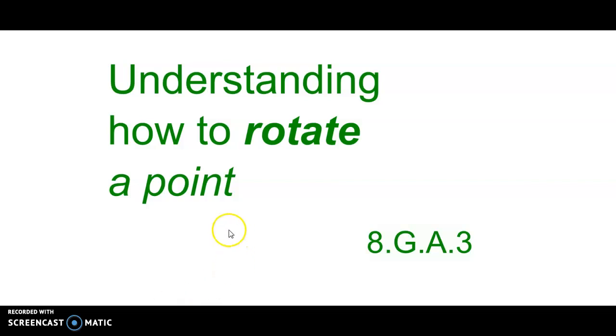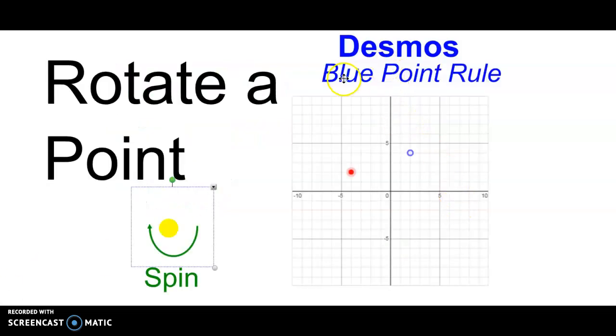In this lesson, we're understanding how to rotate a point. And again, we'll be using the Desmos Blue Point Rule activity, a great activity to get a feel for what it looks like to rotate a point. And when we say rotate, we're talking about this spinning motion that's happening. And we'll be spinning about the origin.